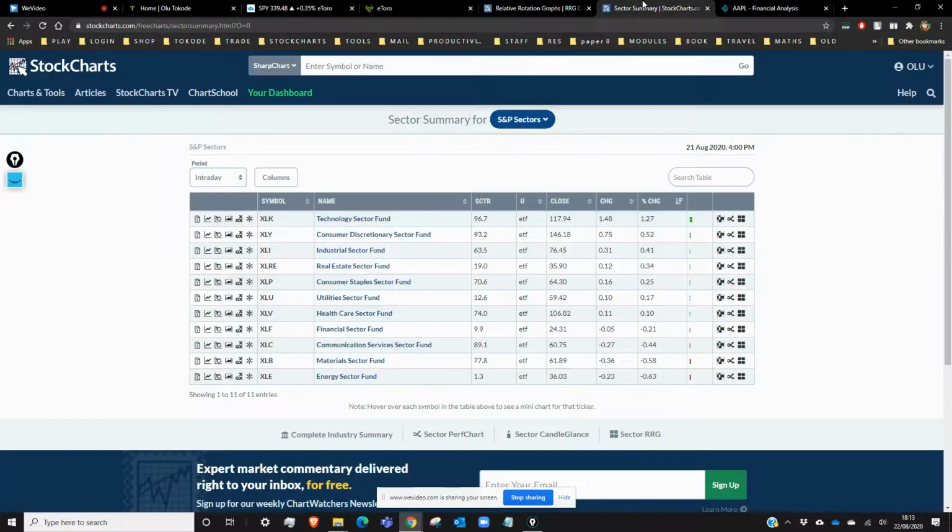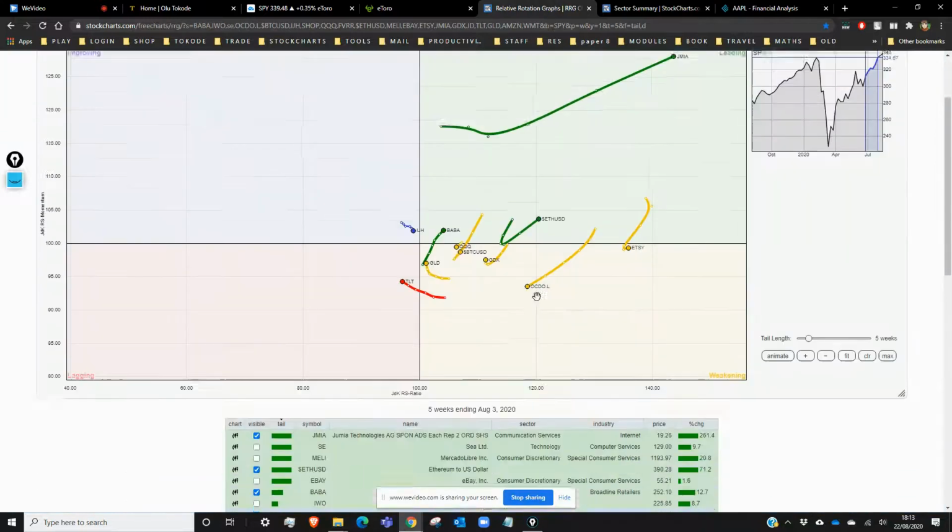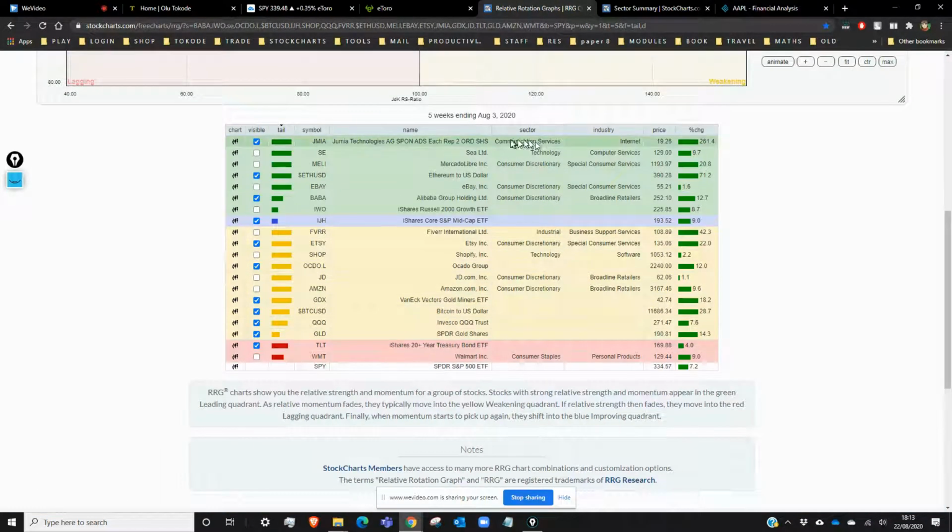Now this week, I need to pick some stocks. So I'll start from the sector summary. Which sector was the best performing sector this week? That's the technology sector. Consumer discretionary is second. By the way, consumer discretionary is where most of my stocks come from. Jumia is communication. C Limited is technology.